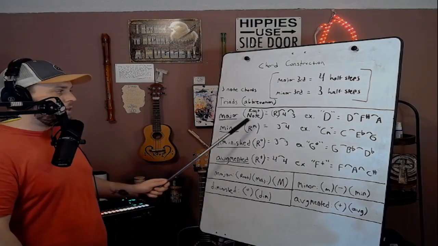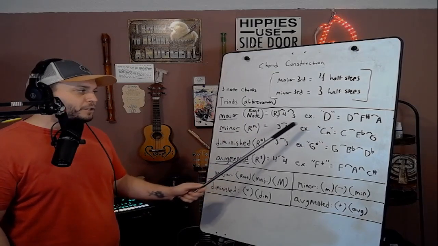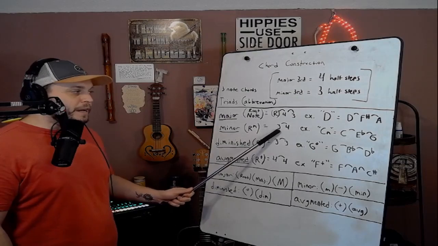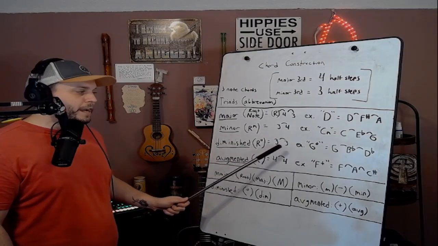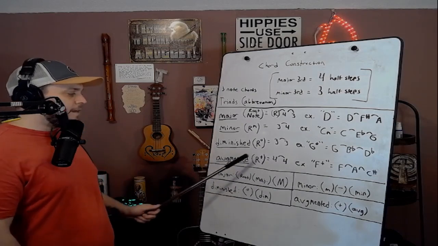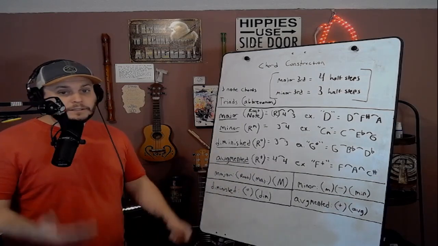So major, you start on a root note, you count up 4, then 3, and that makes a major chord. Minor, 3-4, that makes a minor chord. Diminished, 3-3, that makes a diminished chord. Augmented, 4-4, that makes an augmented chord.